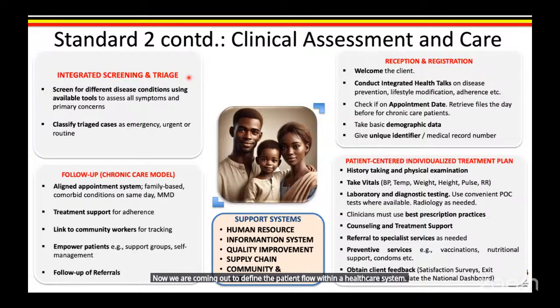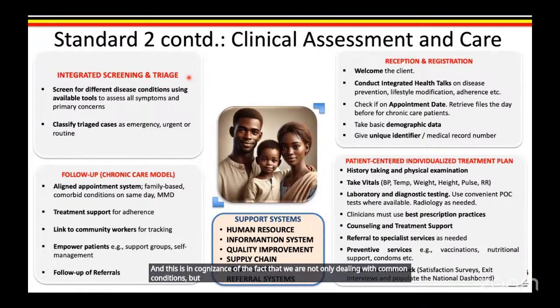And this is in cognizance of the fact that we are not only dealing with common conditions, but we also have some of those conditions that are capable of causing public health emergencies or outbreaks. And it's important, paramount for us as healthcare providers to ensure that we go back to the basics of ensuring that we are able to protect ourselves first.